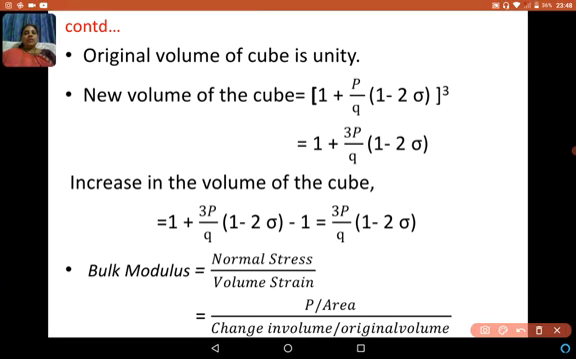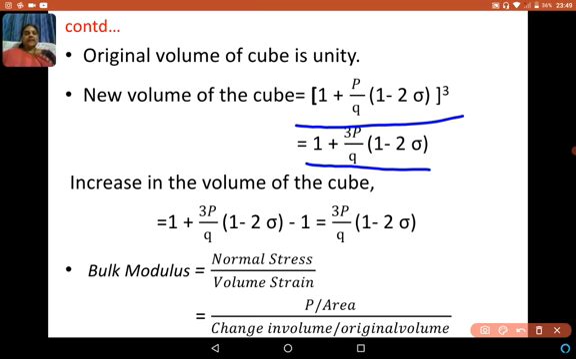Therefore, the new volume is given by 1 plus P by Q into 1 minus 2 sigma, whole cube, and it is approximated as 1 plus 3P by Q into 1 minus 2 sigma using the polynomial function (1 plus x) to the power of n. The polynomial function (1 plus x) to the power of n is expanded as 1 plus nx plus n into n minus 1 x square divided by 2 factorial, etc. Here the higher powers of x, which is 1 minus 2 sigma, are neglected.